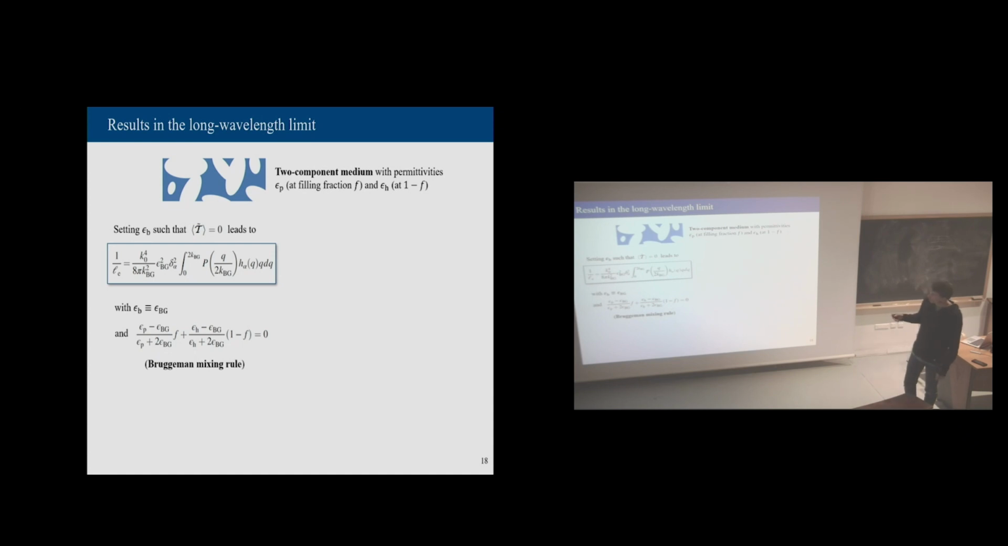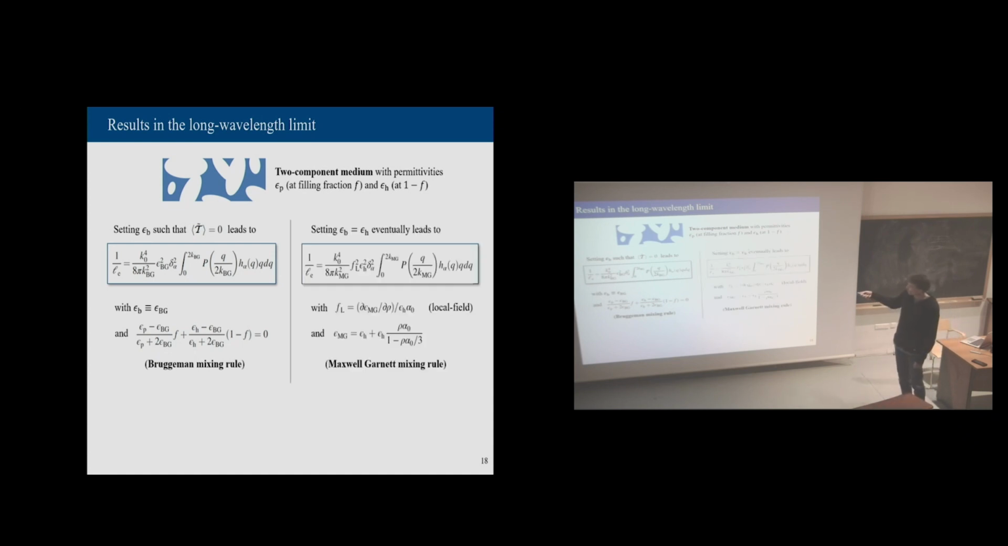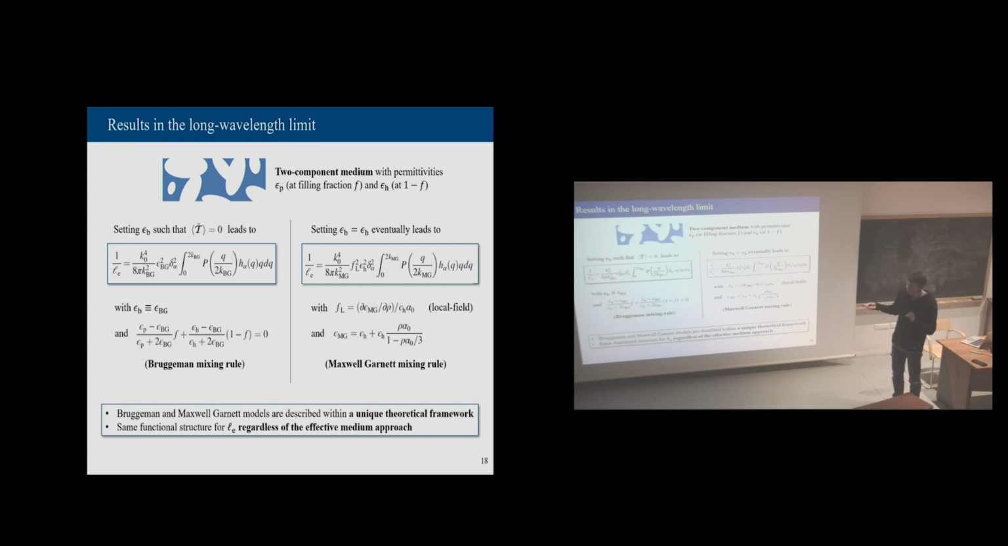You can make another choice and take the host permittivity as the background medium, and this leads to exactly the same expression with some subtle differences, except that the wave number here is the one given by Maxwell-Garnett. So usually people that know Brugman and Maxwell-Garnett consider that they come from two different approaches. And here we have actually a unique theoretical framework where the only parameter that we change is this background permittivity that leads to those two expressions.